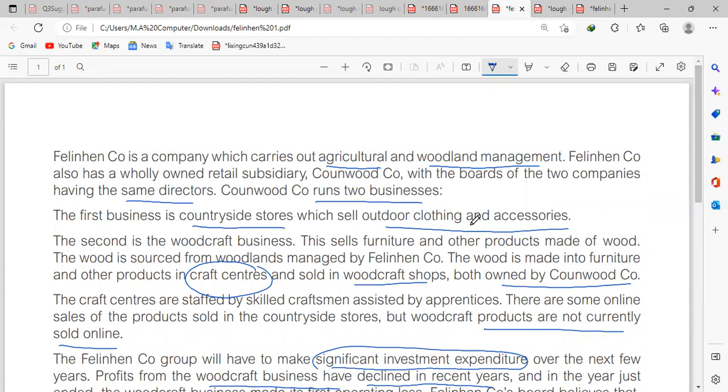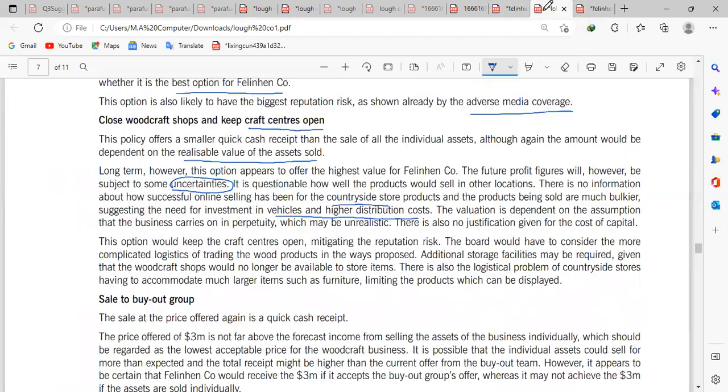Now, when you are saying that these countryside stores will also have the material from your craft center as well. The craft centers are making the wooden things. The wooden things are bulky. For the bulky things, maybe the countryside stores have to buy some heavy lorries, some heavy vehicles. This again needs investment. Understand? Yeah, what is the examiner saying?